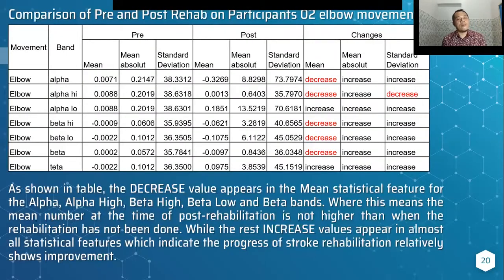And this is a table of comparison in participant 2 elbow movement, pre and post rehab. Decreased values appear in the mean statistical feature for alpha, alpha high, beta low, and beta bands. This means the mean at the time of post rehabilitation is not higher than before rehabilitation, while the rest of the increased values appear in almost all statistical features, which indicates the progress of stroke rehabilitation relatively shows improvement.